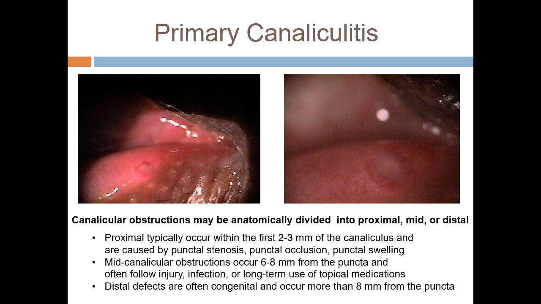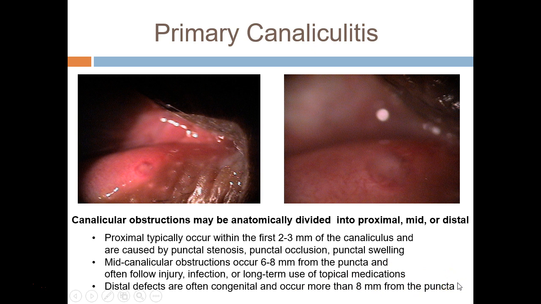What you have in most cases of canaliculitis are canalicular obstructions, and you can divide these by the location of the obstruction. So it could be a proximal obstruction, a mid obstruction, or distal. And again, you can see the examples and definitions, where the proximal obstructions are right at the beginning, right at the punctal orifice, mid-canalicular, 6 to 8 millimeters down from the puncta, and distal defects, which are 8 millimeters or more from the puncta.